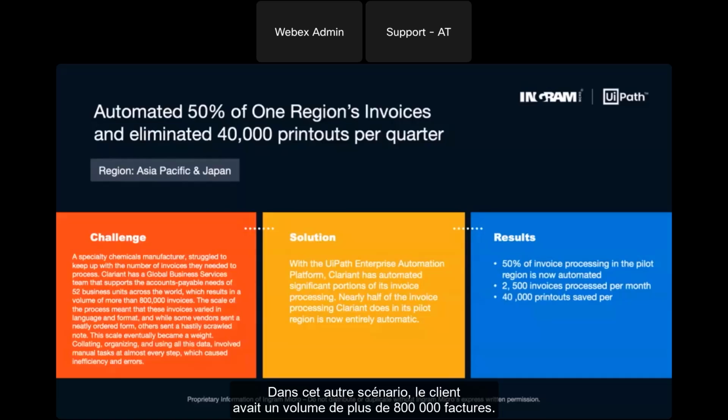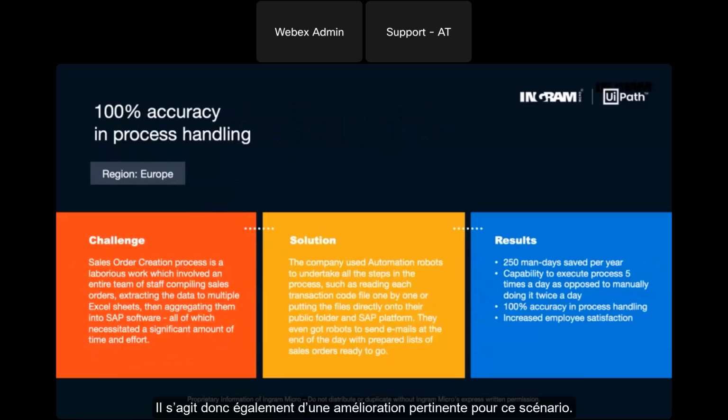Now, another scenario is this customer had a volume of more than 800,000 invoices. So the scale of the process meant that these invoices varied in language, in format, different information. Once we enabled the UiPath Enterprise Automation Platform, nearly half of the invoice processing is now entirely automatic. So they have 50% of invoice processing in the pilot region now automated, because this customer began with this pilot scenario, and then 2,500 invoices processed per month, and 40,000 printouts saved per month. So this is also a relevant improvement for this scenario.